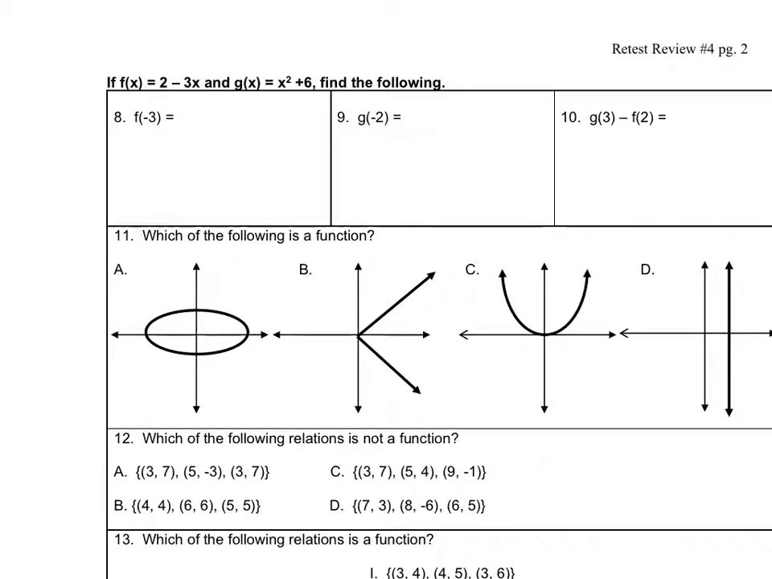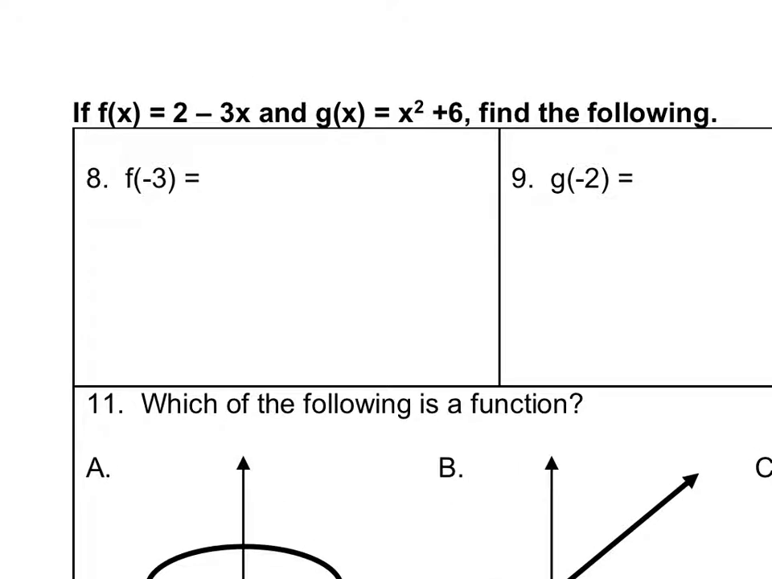On the back, they are asking me to find some specific values. So there are 2 ways that we can do this. The first is to put this function into y equals in your calculator and use your table to find x of negative 3. The alternate way, if you don't remember that, and maybe that's why you're doing a retest, is to plug these in by hand.